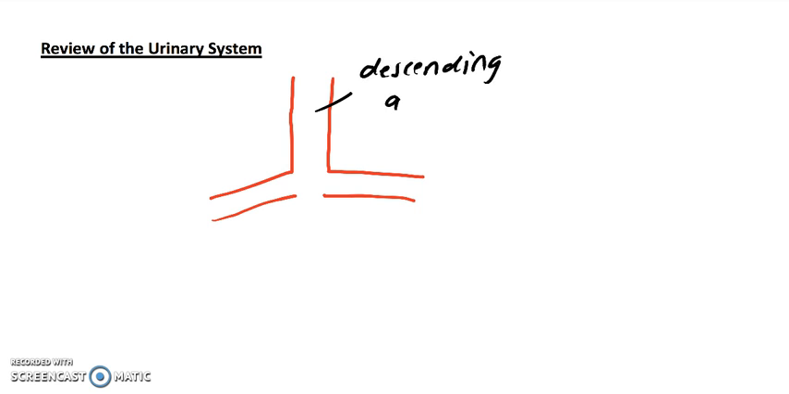This video will be on the urogenital system, but first let's review the urinary system first. So we know the descending aorta brings blood to the kidney via the renal artery. So that'll be right there. So we know this is the descending aorta. It's going to bring blood in this direction.